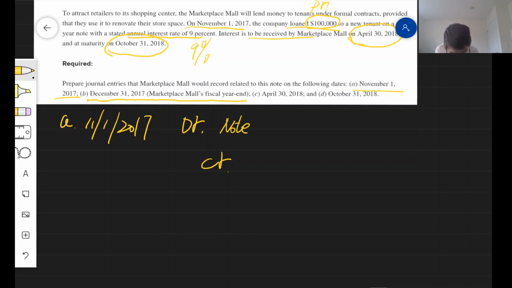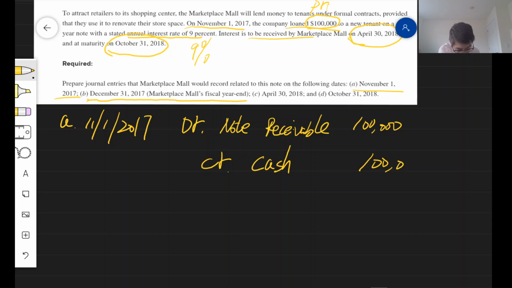Notes receivable for $100,000. And to have a notes receivable, that means we're lending out money, so our cash balance will decrease. In this case, we lend out $100,000 cash, and our cash balance decreased by $100,000. All right. So that is the first journal entry we'll make.